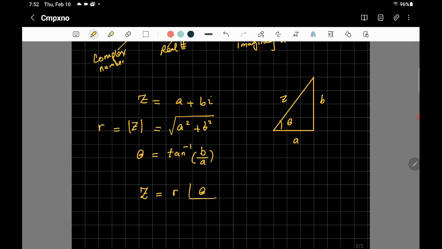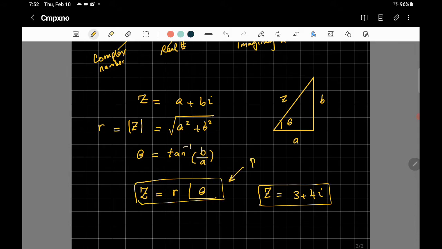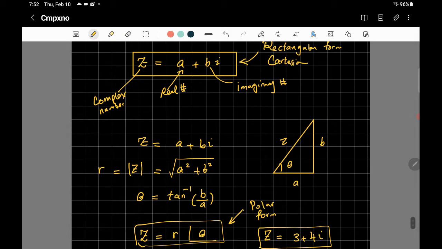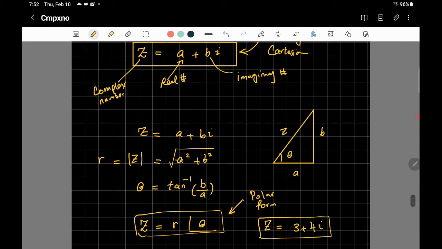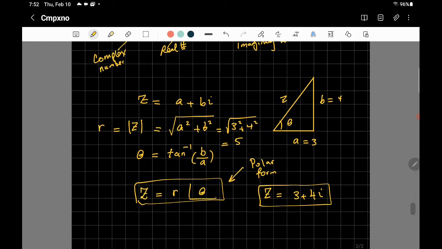In our example, when we say that Z is equal to 3 plus 4i, that's the rectangular form, and this form we can call, if you wish, polar form. Polar form can be represented by the length of the complex number, which is R. In this case, we do the square root of A squared plus B squared. A is equal to 3, B is equal to 4, so you have 3 squared plus 4 squared, which is equal to 5. So the length is equal to 5.